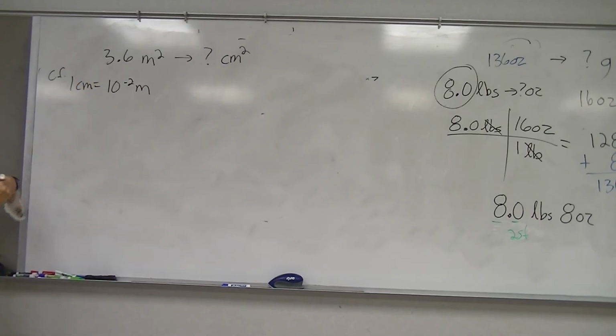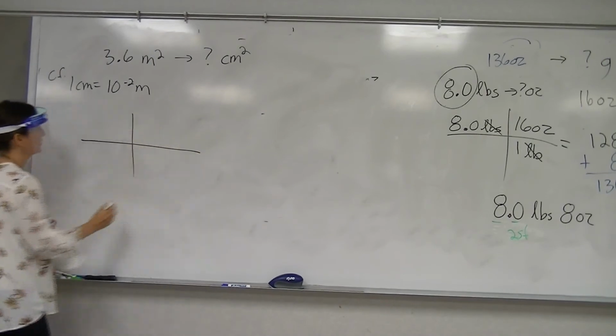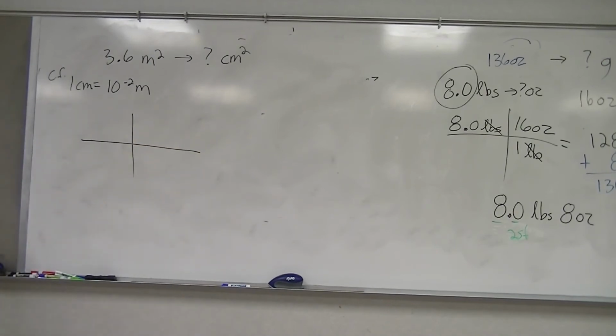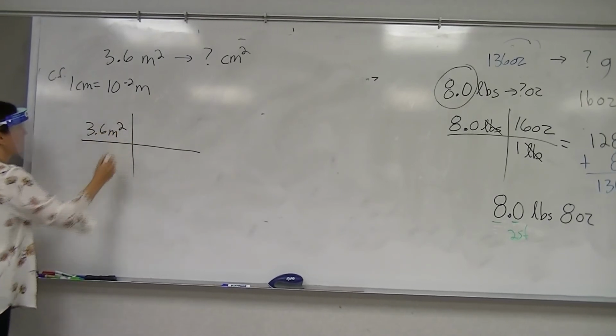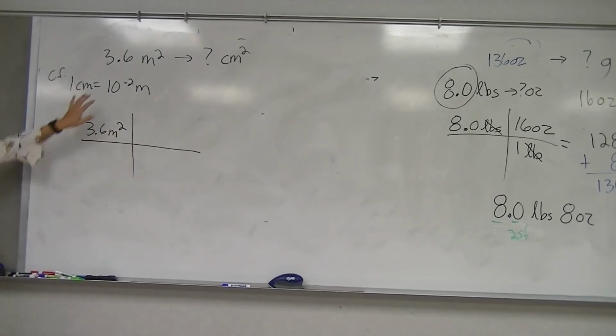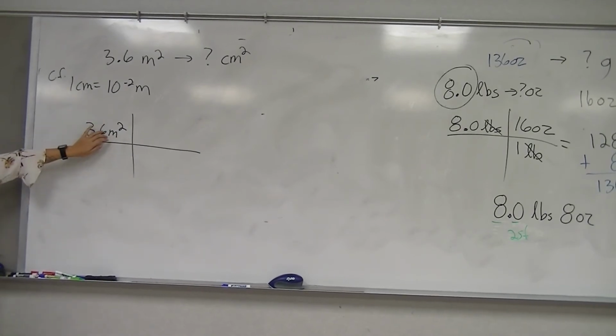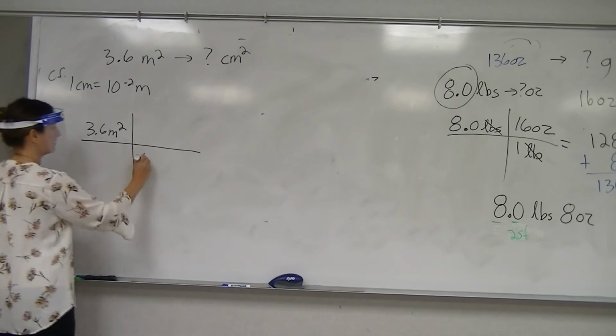Okay. I'm going to start the road tracks, and then I'll show you what we're going to do with this squared part. So when I start my road tracks, what number am I starting with? 3.6. All right, now notice if I take this conversion factor, I want to cancel out meters in this case, so I'm going to put meters on the bottom like we normally do.